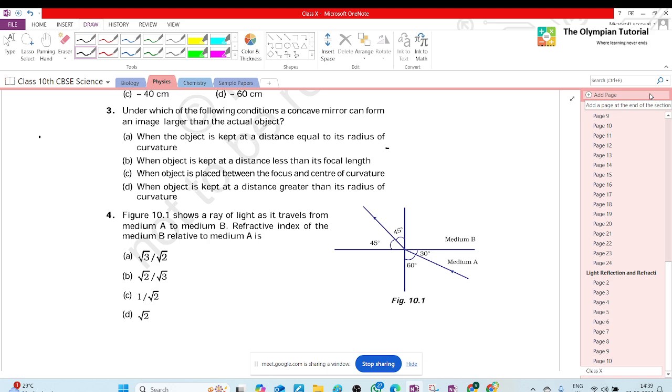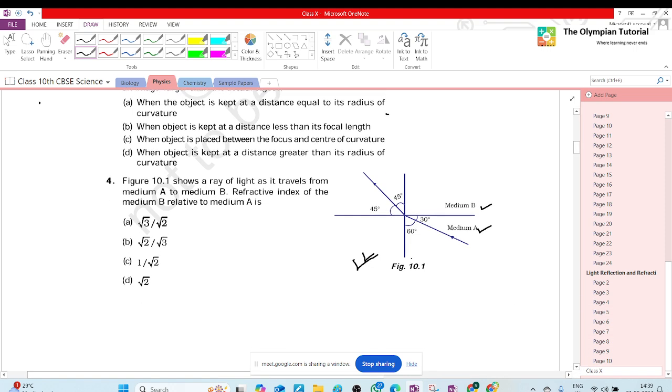Yes, ma'am. In the fourth question, firstly let me know, is medium B rarer to medium A, or is medium B denser to medium A? Just look at this diagram, then you have to tell me. Ma'am, medium B is denser, ma'am. According to you, medium B is? Ma'am, just a second.